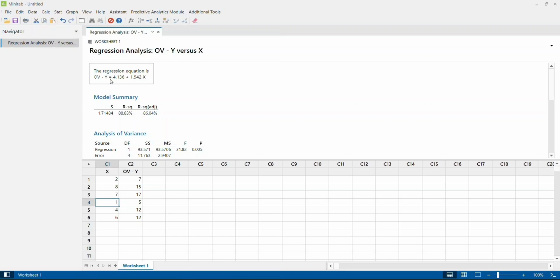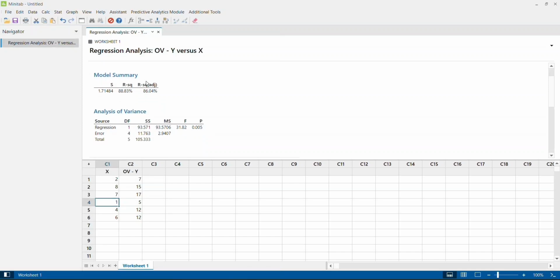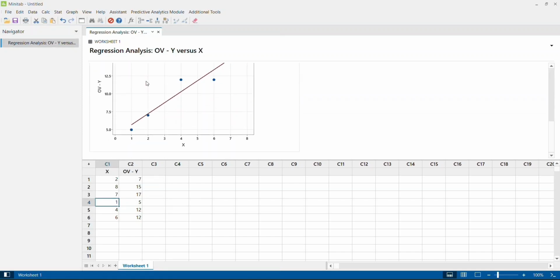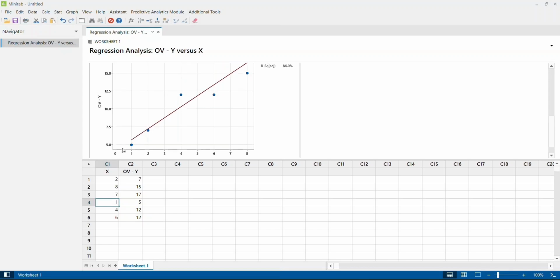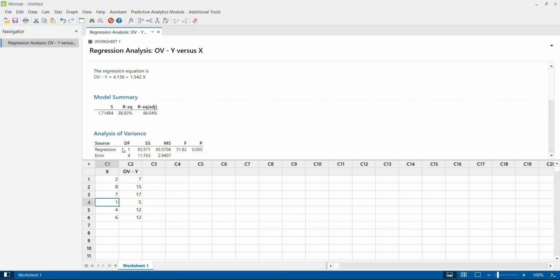That means my output variable y is equal to c value, which is 4.136, plus m of 1.542x. So what is c? C is nothing but the y intercept when x is equal to 0. When x becomes 0, where this line will intercept this y axis. So this c, that is y intercept when x is 0, conceptually what does it mean? I have clearly explained in a separate video. I will share the link of that video in the description.